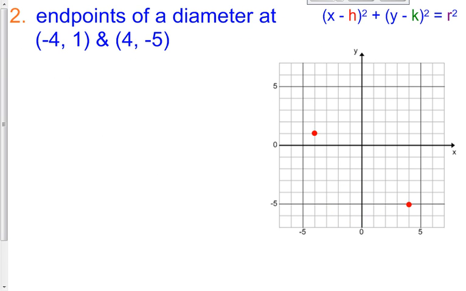So our next one. This one is a little bit more difficult. It says the endpoints of a diameter are at (-4, 1) and (4, -5). So here are the endpoints of a diameter.